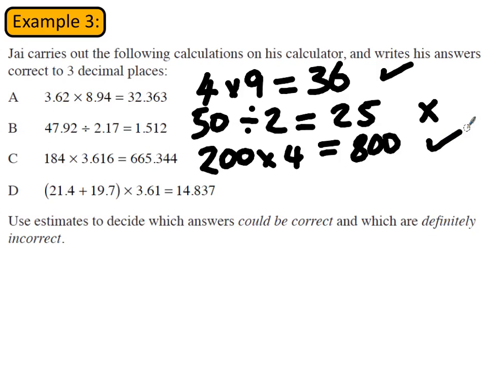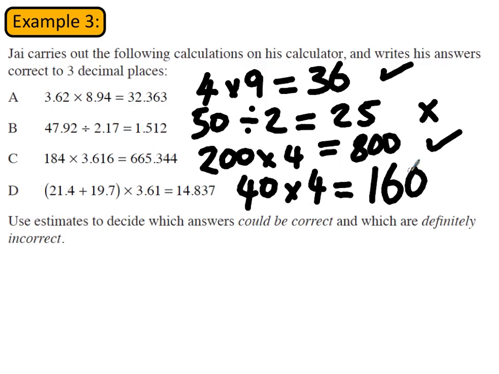In part D, we need to remember our rules of BIDMAS first before we get started. So we're going to round the brackets first. 20 plus 20 is 40. 40 times 3.61, so around 4, is going to be 160, which of course is nowhere near 14.837. So we can reject that one. That one is definitely incorrect.